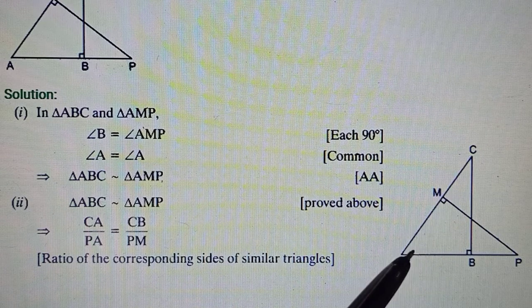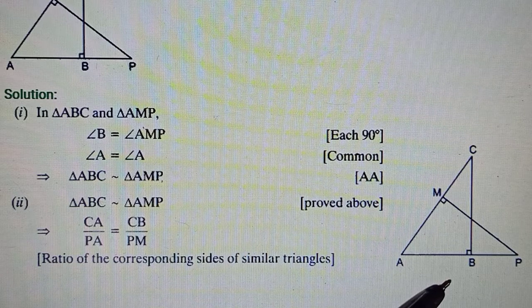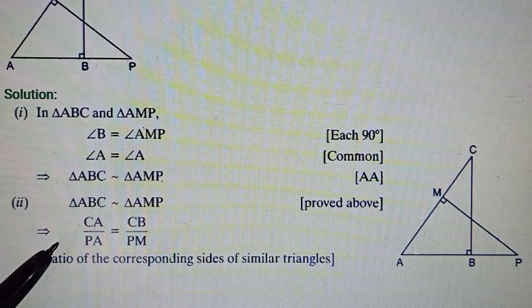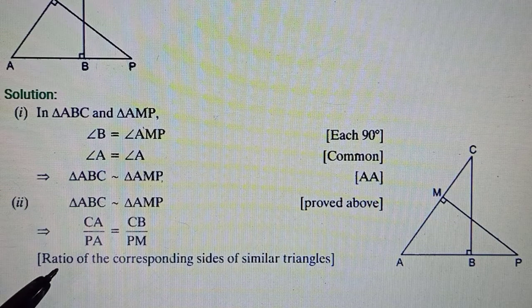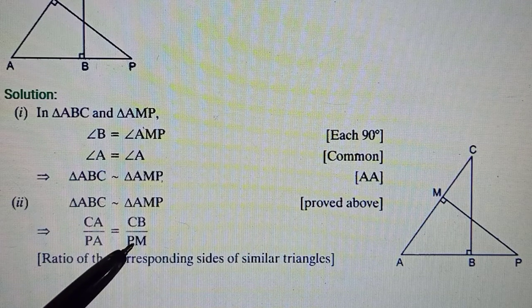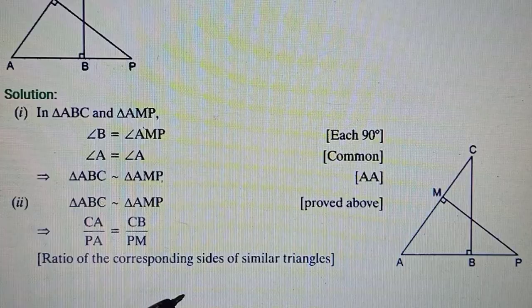Okay, so you just have to see that which angles are equal. तो जो angles equal हैं उन्हीं के opposite जो side होती है वो corresponding sides likewise proportion में आती है. That is all you had to prove. Okay, that is that ratios of corresponding sides of similar triangles are proportional. That will be your reasoning.